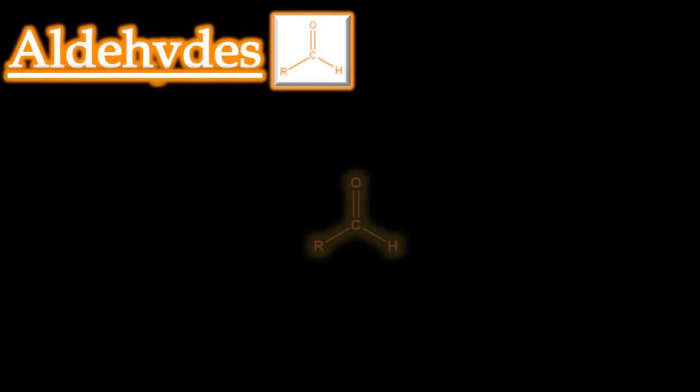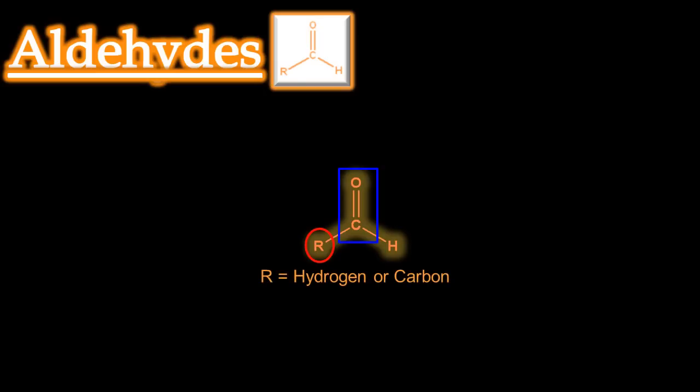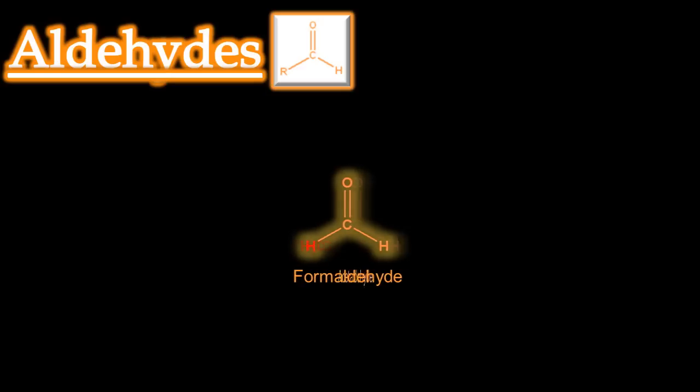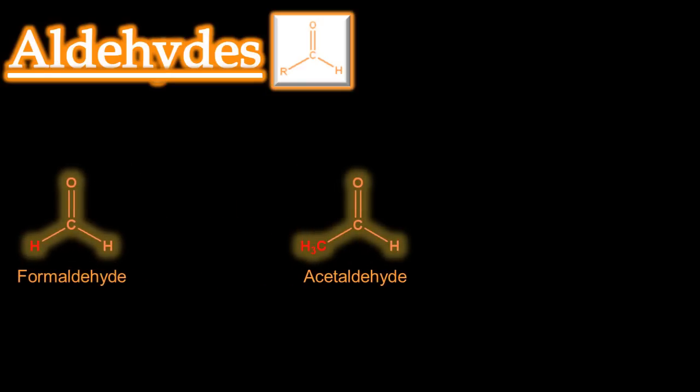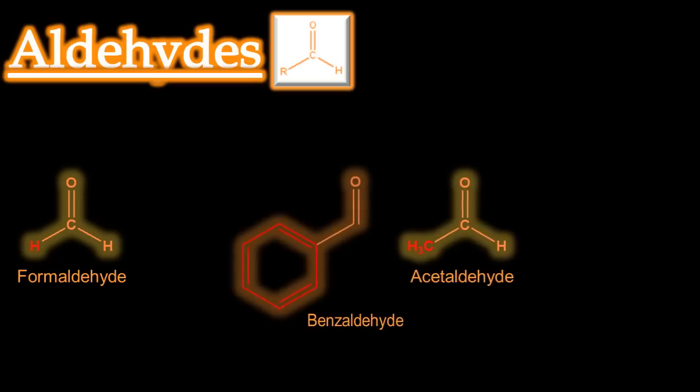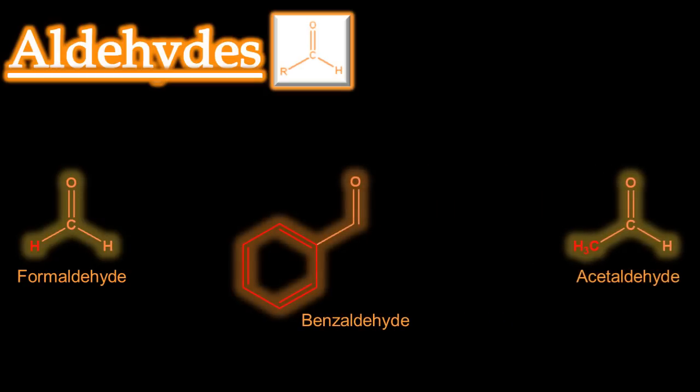Aldehydes. Aldehydes consist of a carbonyl group which is bonded to a hydrogen and a carbon or hydrogen. Some examples of aldehydes include formaldehyde, which is the simplest of all aldehydes and features a central carbonyl bonded to 2 hydrogen atoms. If one of these hydrogens is replaced with a methyl group, then acetaldehyde results. Benzaldehyde is also an aldehyde, as its name would suggest, and features a carbonyl group attached to an aromatic ring.